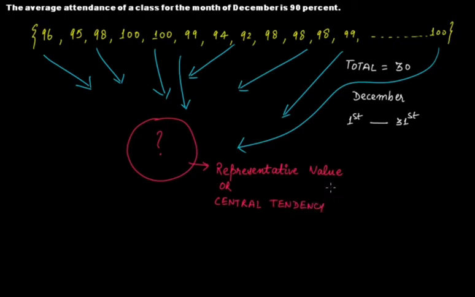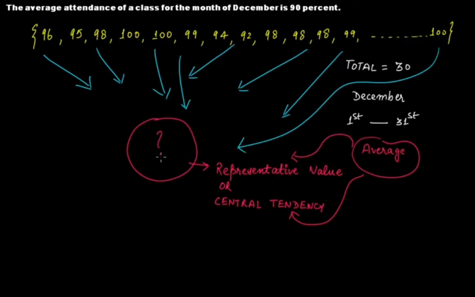So when we calculate the average, I'm not going to explain how we do this, it's for the next videos. But if we calculate the average, it means that we have calculated a representative value, or the central tendency. And what does it tell? It tells us that we have got one value that will represent this set of data. In this case, this set of data contains the values of attendance for each day of the month December.